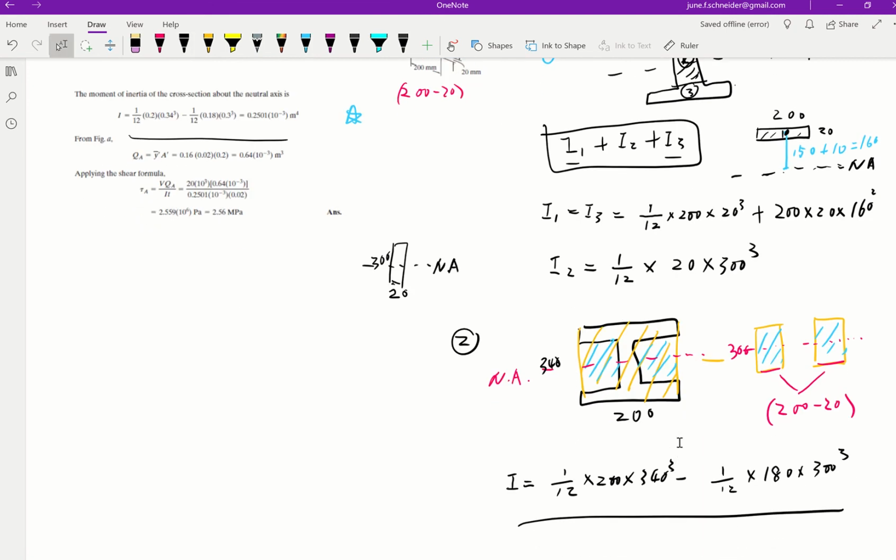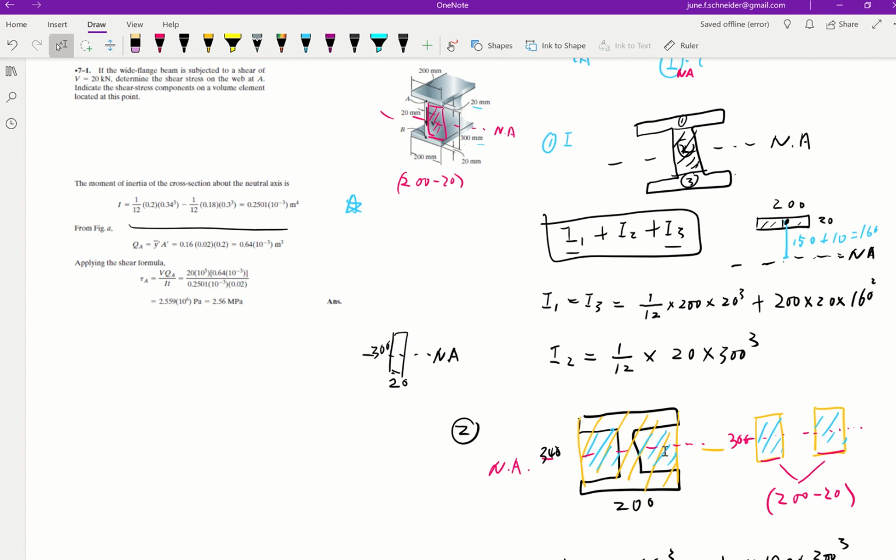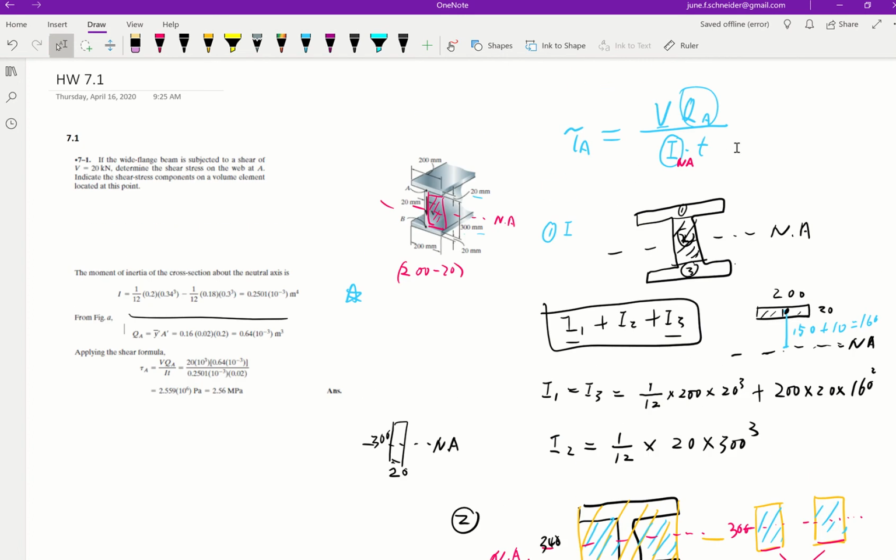Personally, I think this method number 2 is very clever. That avoids the parallel axis theorem. Okay, now I'm going to just continue. So go back to this governing equation. You know the I now. You just need to figure out the Q. Q is the moment of area, and it's asking at point A.